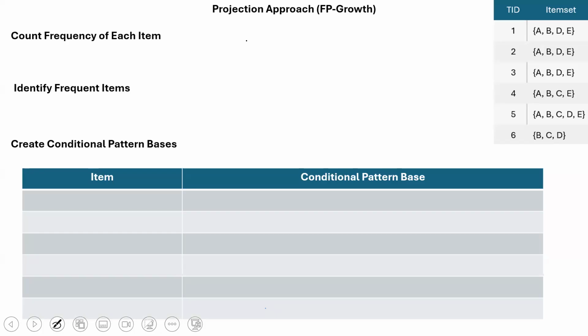The next one is the projection approach. Okay, what we do in the projection approach and how this works is something that you will learn now. It's a different way of getting the same thing, a different way of achieving the same thing. How do we do this? It's simple.